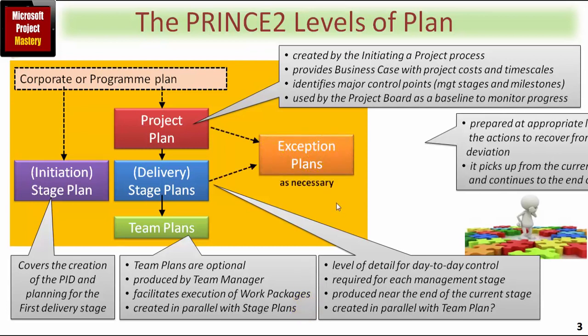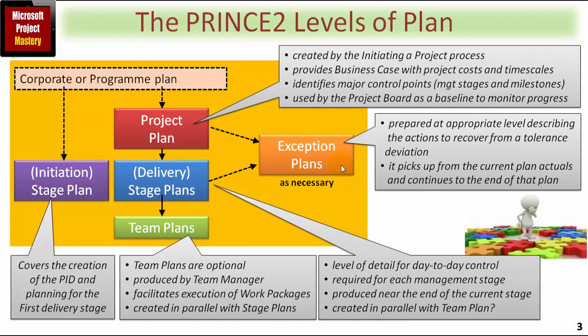The other type of plan is not a different level at all. It's called an exception plan, and because Prince2 uses management by exception, these will be prepared at an appropriate level, describing the actions to recover from a tolerance deviation, so that each time an exception plan is approved by the project board, it replaces the previous current stage plan and takes over, if you will, for the remainder of that stage. All of these levels and types of plans are covered by one plan template within the Prince2 method, and therefore it's covered by one template here for use with Microsoft Project 2010.